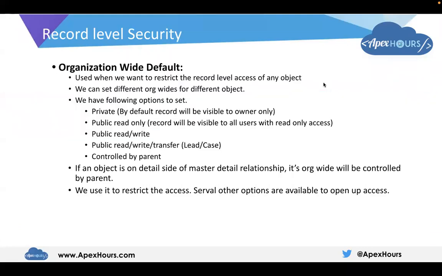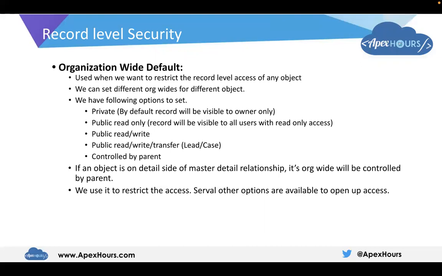Now the next thing in the security setup is record level security. When we have given object level security and field level security, users are able to see the object in Salesforce. They have read access and write access. But the next step is that users have the same access on the profile level for a particular object.